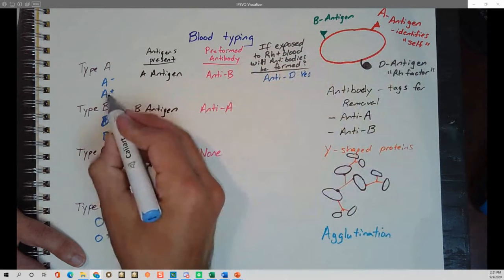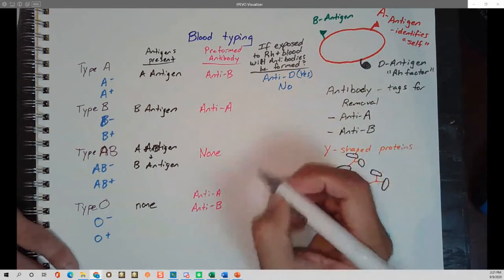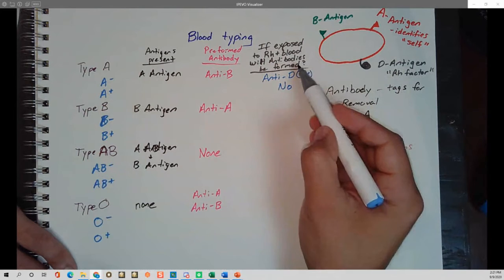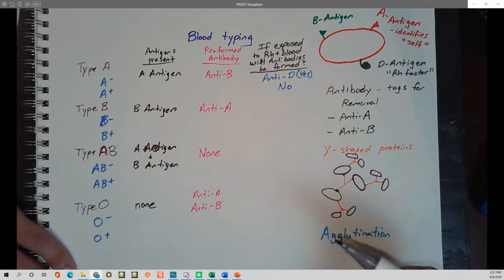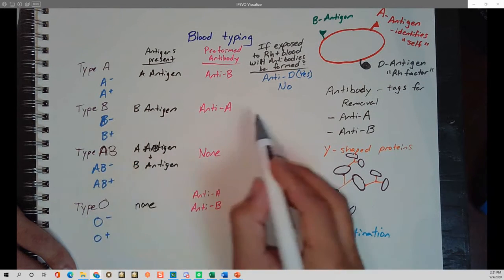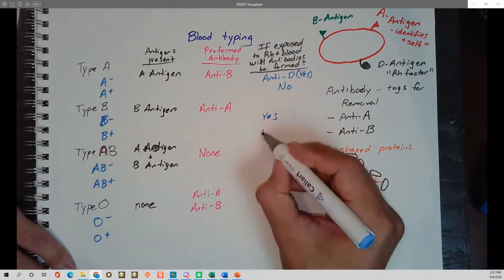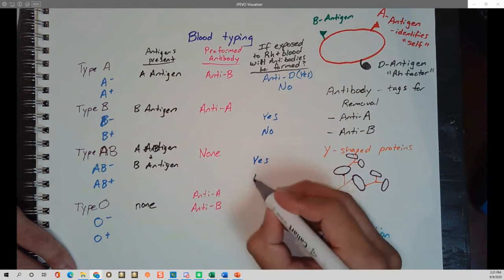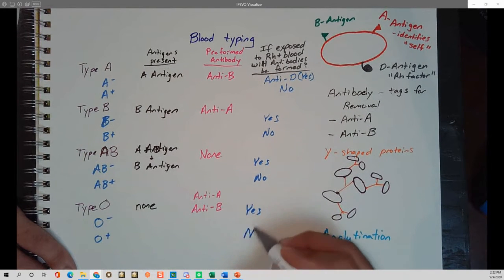Yes. What if you're an A positive? Then the answer is no. Right? If you already have the D antigen and then you're exposed to the D antigen, you're not going to start to produce antibodies against it, because that would kill you. You don't want to recognize yourself as being foreign. What if you're a B negative blood? Are you going to get an antibody? Yes. What if you're a B positive blood? No. What about AB negative? Yes. You guys get the point here, and no. And then an O negative would be yes, and an O positive would be no, right?